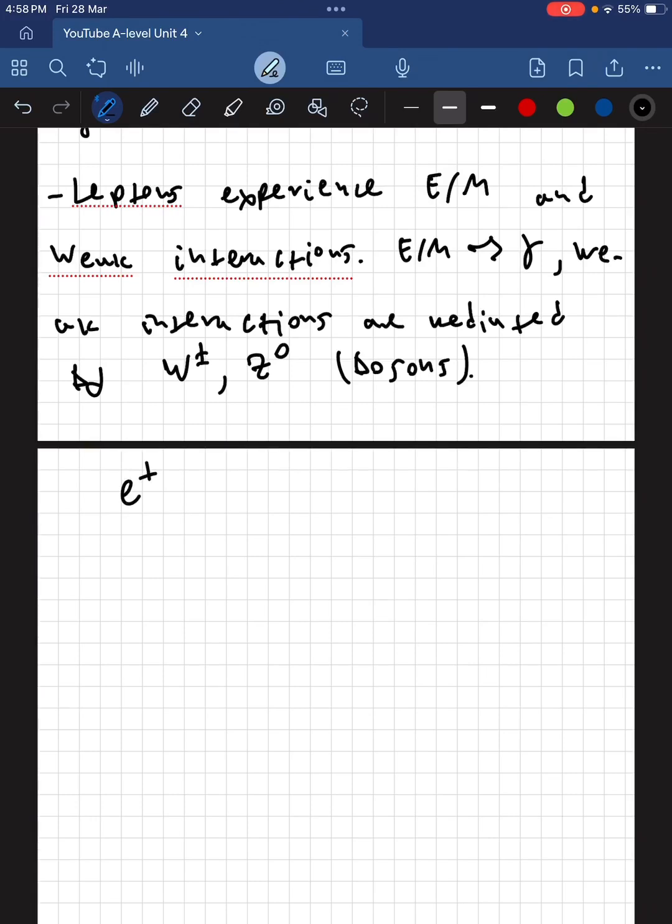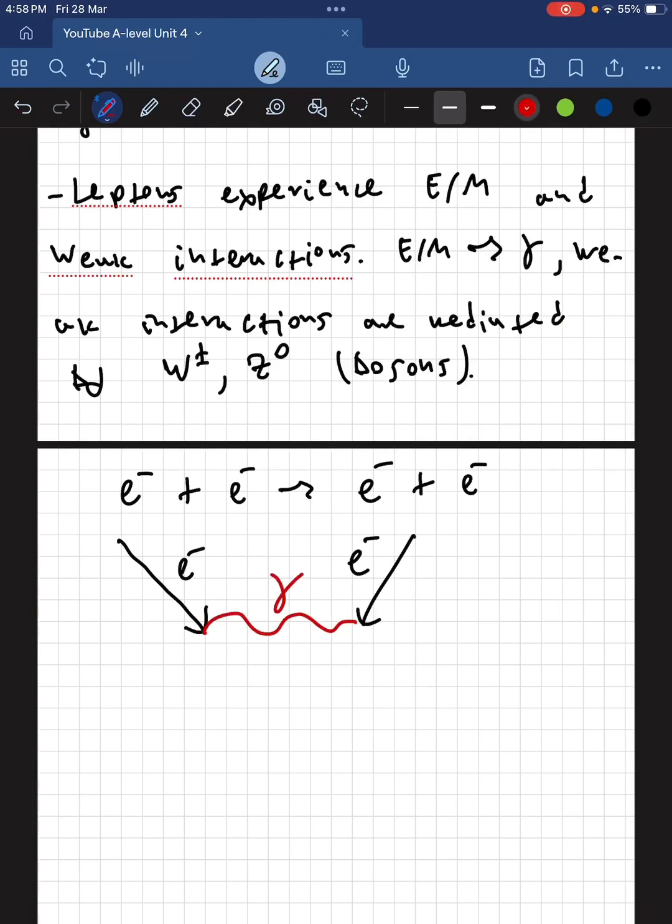So for example, if we have an electron interacting with an electron, and then we have an electron going out and another electron going out. The way this happens is we have an electron coming in and another electron coming in. Okay, they exchange a photon. Let's use red. Okay, this is the gamma, and this makes the electrons repel. Okay, and this is a Feynman diagram, by the way.